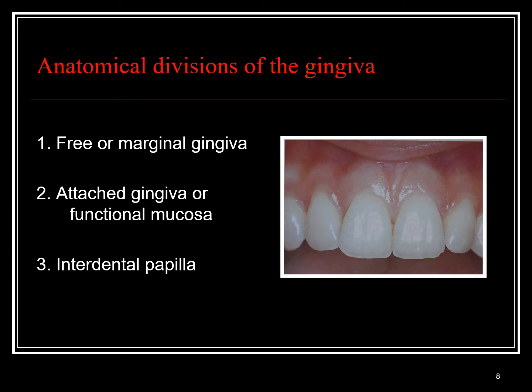How do we divide the gingiva anatomically? Gingiva has the free gingiva or marginal gingiva, the attached gingiva or functional mucosa, and the interdental papilla. The interdental papilla is the part of gingiva which is between the two teeth.